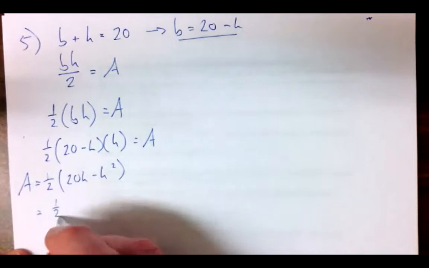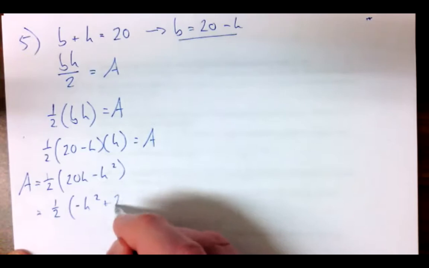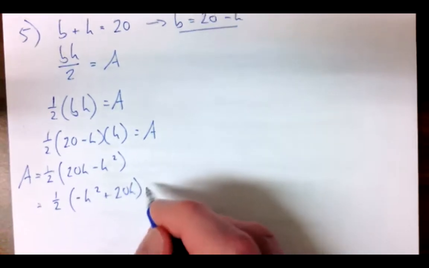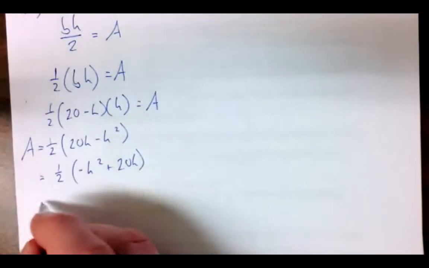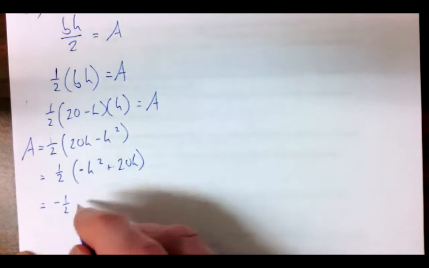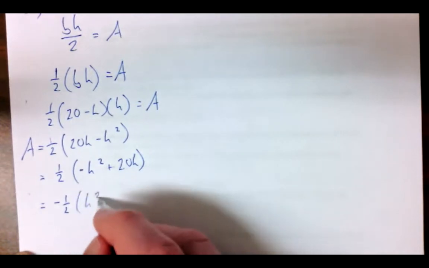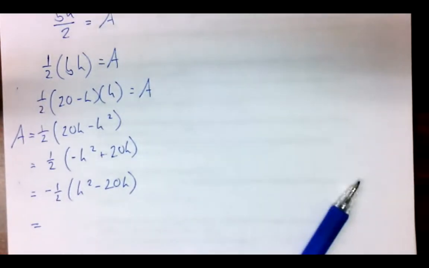Simplify more: 1/2 negative H squared plus 20H. I'm doing all the steps here so I don't lose anybody. This is all fine except for the negative, so I'm going to take the negative out. So it's negative 1/2, which means we know it's this kind of a shape: negative 1/2 H squared minus 20H, and then we go to completing the square. Stop there for a second, let that sink in, and see if you need me to continue.